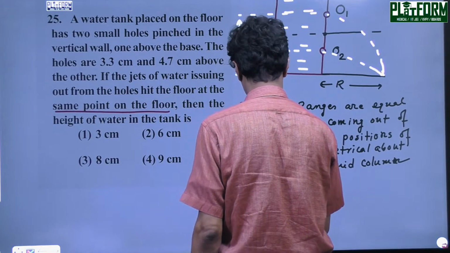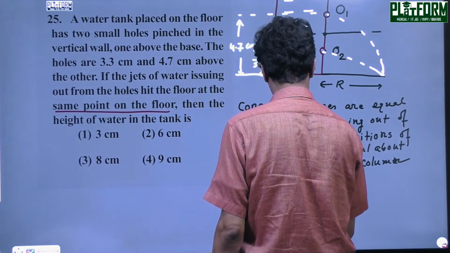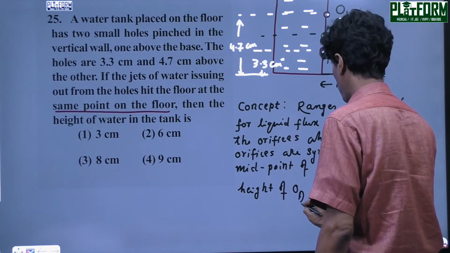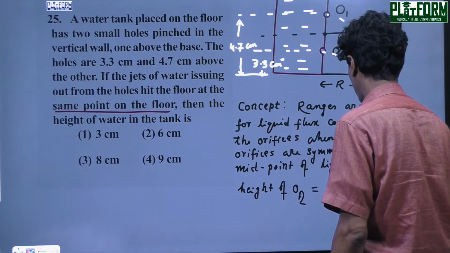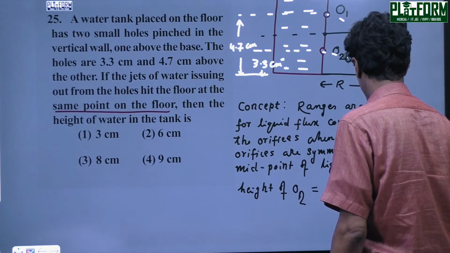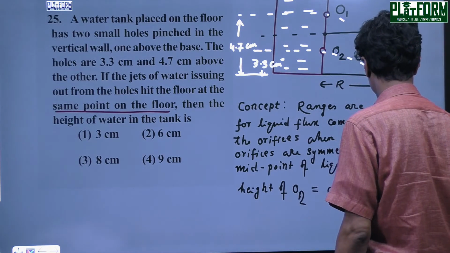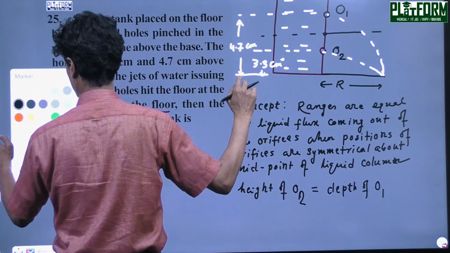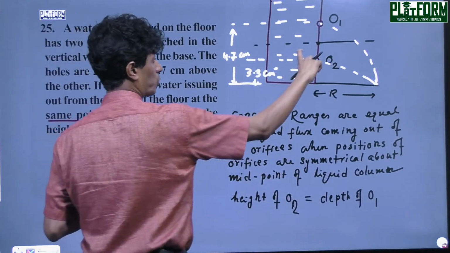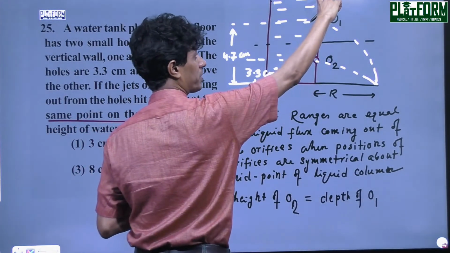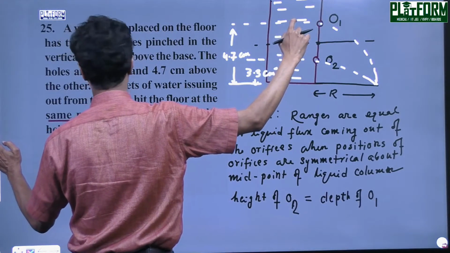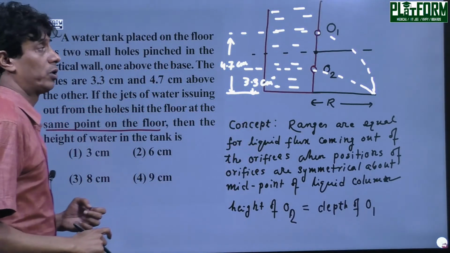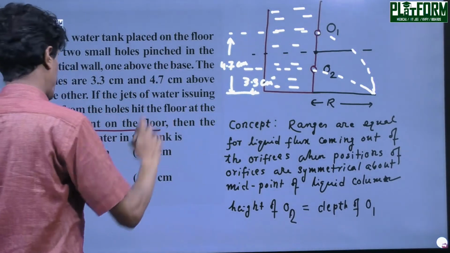height of O2 is equal to depth of O1. The height of the orifice O2 is 3.3 centimeter. So the depth of the orifice O1 is 3.3 centimeter, and the height of the orifice O1 is 4.7 centimeters. So, the total height of the liquid column.